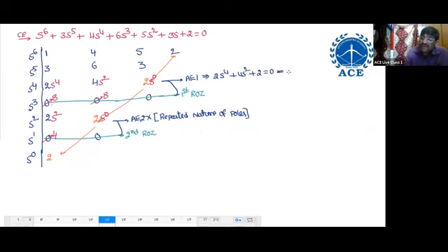This can be written as what? s⁴ + 2s² + 1 = 0. Then what does the auxiliary equation tell? (s² + 1)² = 0. s equals what? Plus or minus j1, plus or minus j1. That means what happened? The poles are repeated.